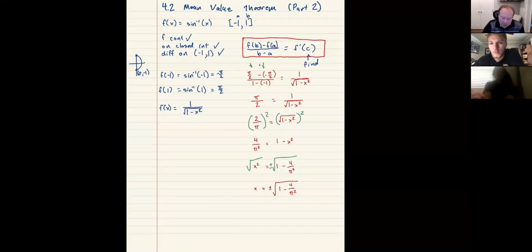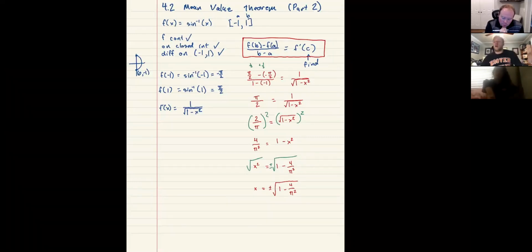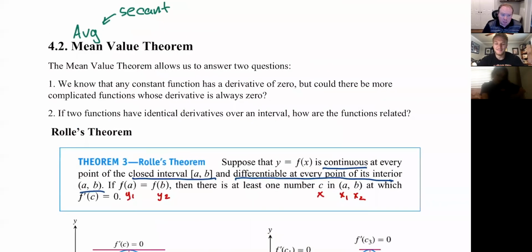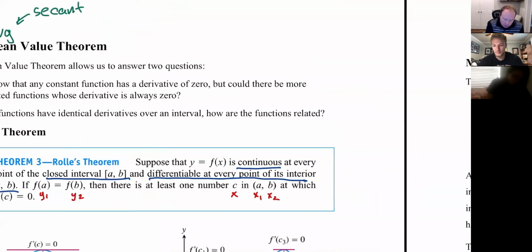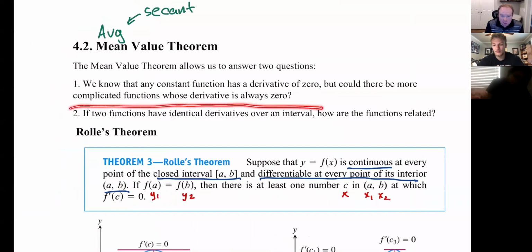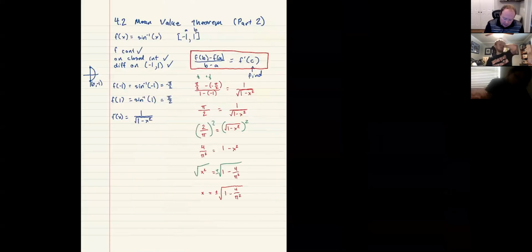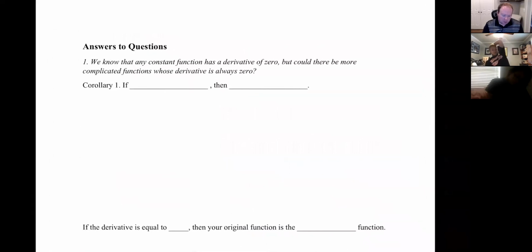So that is how we used the mean value theorem. What we're going to do now is use the mean value theorem to understand the answer to these two questions that we posed at the beginning of 4.2. That is to say, is there some more complicated function whose derivative is always 0? We know for constant functions the derivative is always 0, but what about something more complicated? And then the other question we want to look at is, if two functions have identical derivatives over the interval, how are they related? So let's go ahead and look at the answers to these questions.